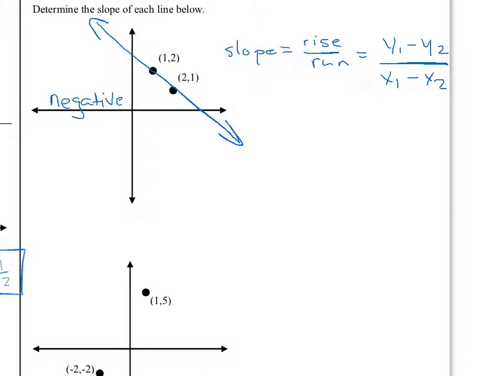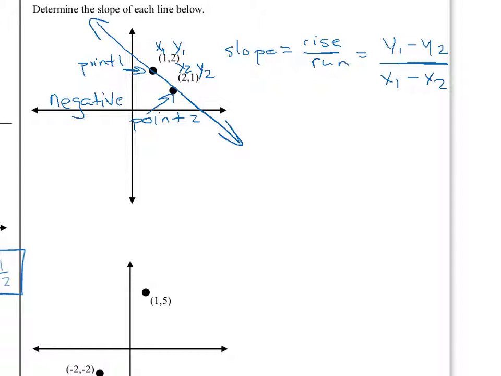So now I'm going to label these points. I'm going to call this one point 1, and I'm going to call this one point 2. As part of your work, yes, I want you to label them. Then I'm going to label my parts. If this is point 1 over here, the 1 is the x for point 1, so I'm going to call it x sub 1. The 2 is the y for it. I'm going to call it y sub 1. This is point 2, so I'm going to call this x sub 2 and y sub 2.